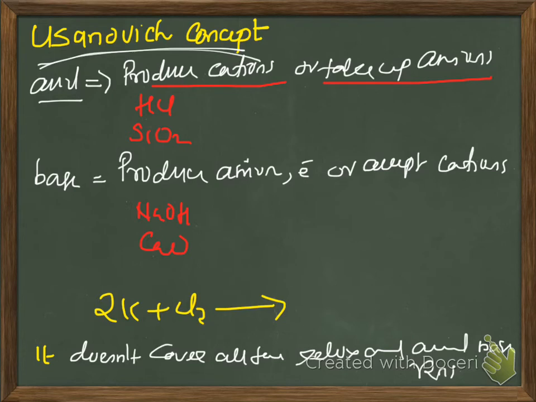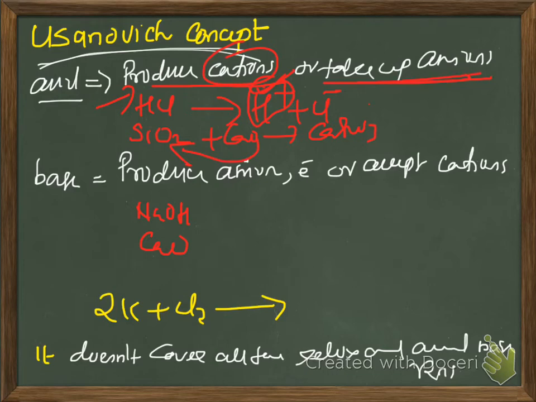For example, HCl gives H plus plus Cl minus. So it is a cation producer. Cation means an ion with positive charge. So a cation producer is an acid. This is SiO2, which when reacted with CaO gives CaSiO3. Here SiO2 accepts an anion, takes up an anion, accepts the O2 minus ion, which is an anion. A negatively charged ion is an anion.